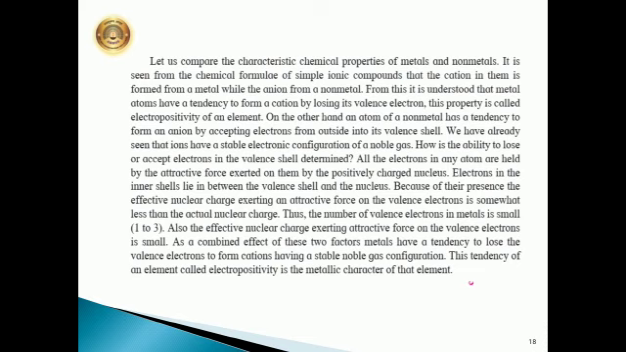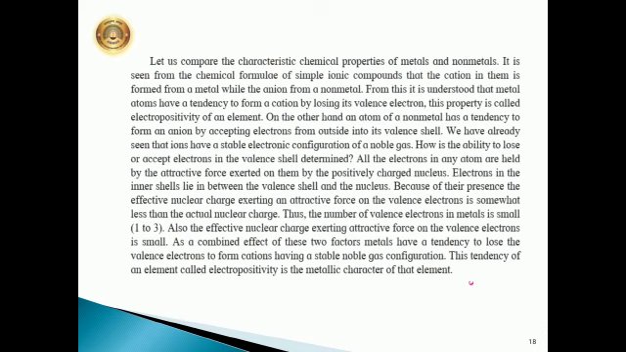Now let us compare the characteristic chemical properties of metals and non-metals. It is seen from the chemical formulae of simple ionic compounds that the cation in them is formed from a metal, while an anion is formed from a non-metal. From this it is understood that metals have the tendency to form a cation by losing valence electrons, and this property is called electropositivity of an element. The metal has a tendency to lose valence electrons. Since it is losing electrons, the property is called electropositivity.